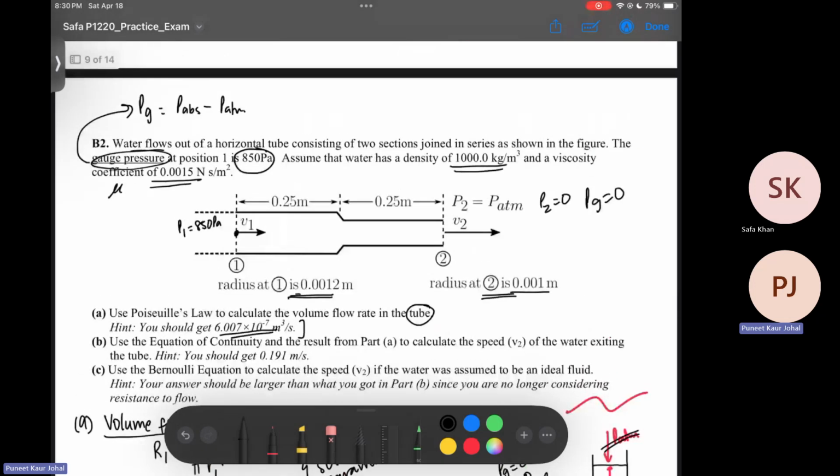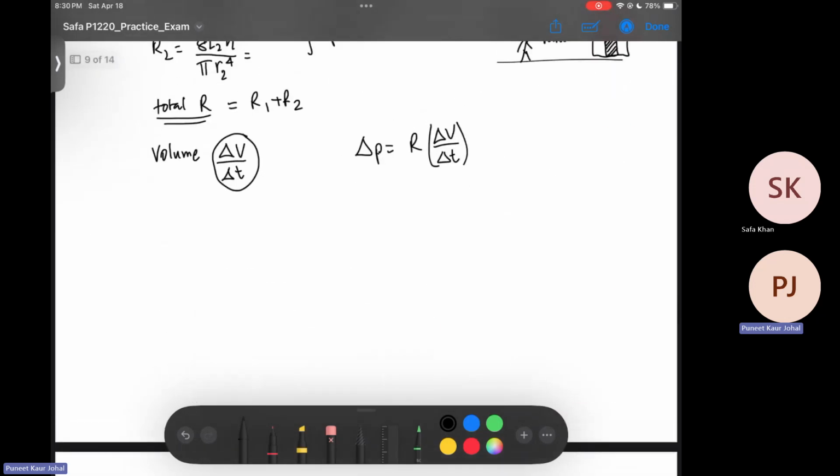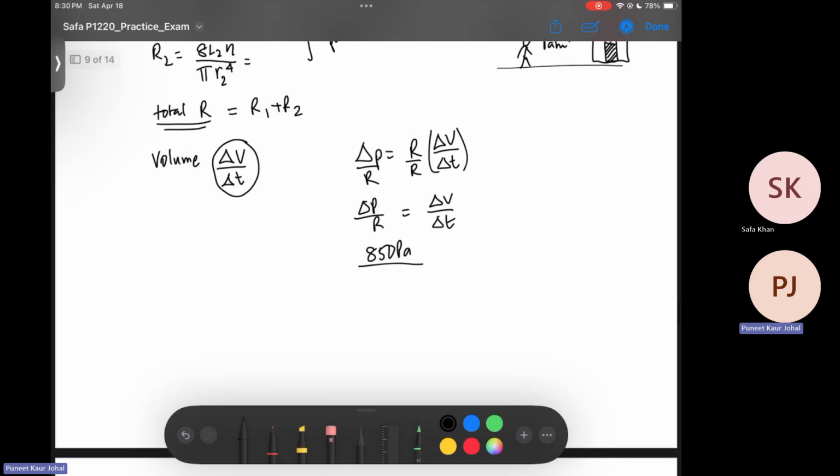So delta P is the change in pressure. We supposed that this was just zero and this is 850, so your change in pressure is just going to be 850 minus zero, right? Let's just divide by R on both sides, because this is what we want to find. This is delta V over delta T. Delta P is 850 pascals. R is whatever value you calculate here, that'll go here, and then you will have your volumetric flow rate.